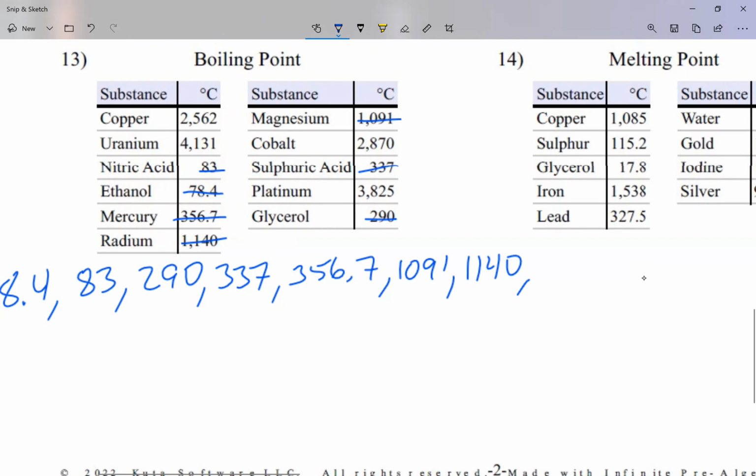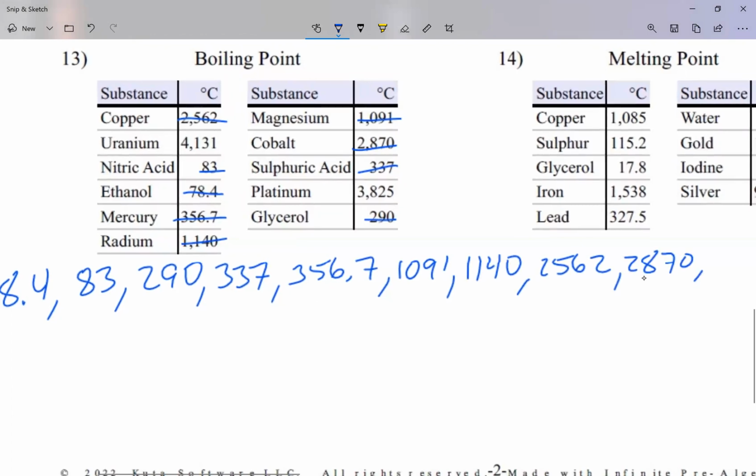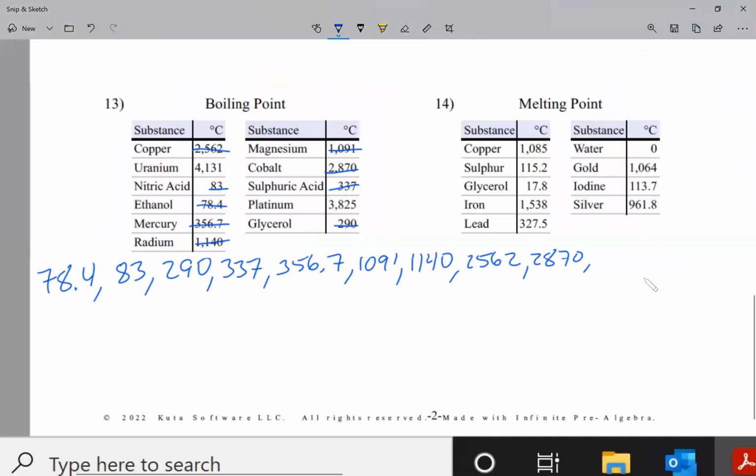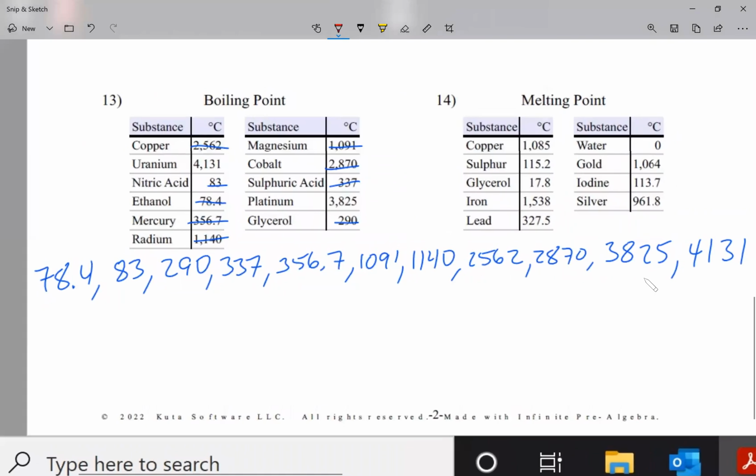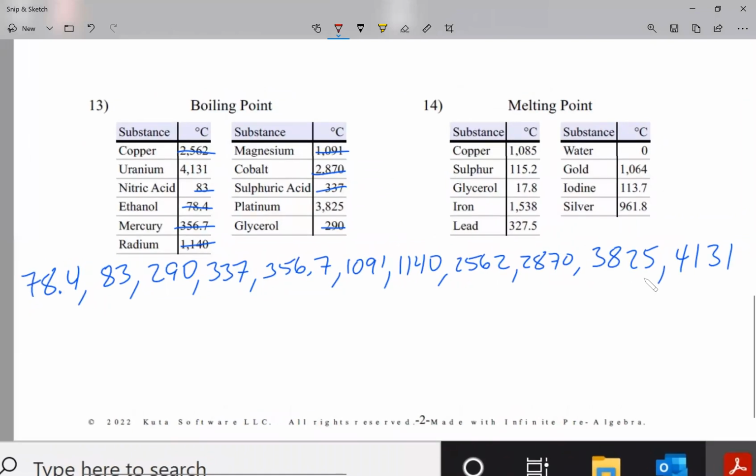Then my next number is 2,562, 2,870. Wow, this is a big list. 3,825. And then the biggest number is 4,131. All right. Again, all this is for number 13, right? This is 13.